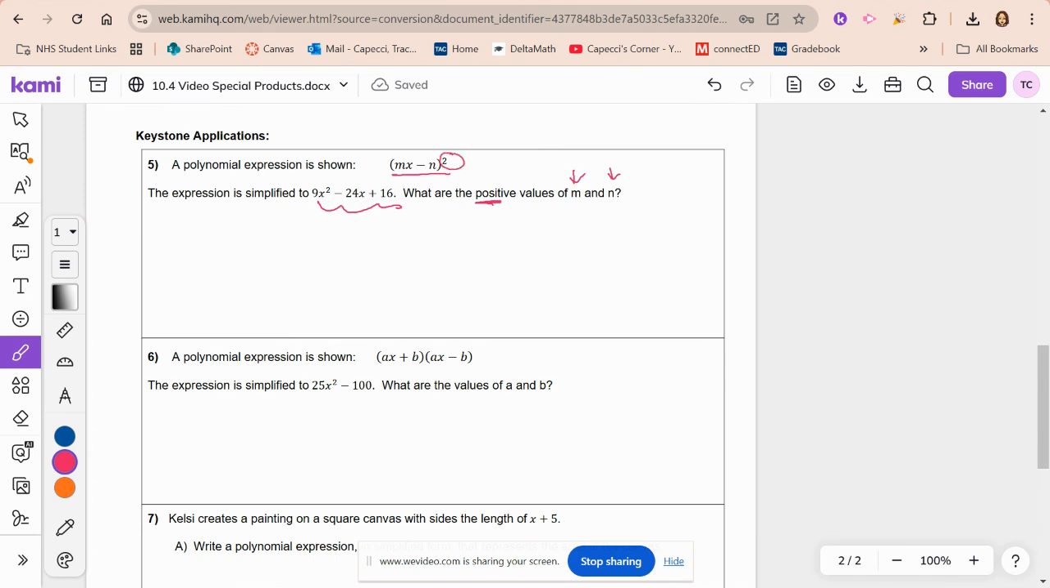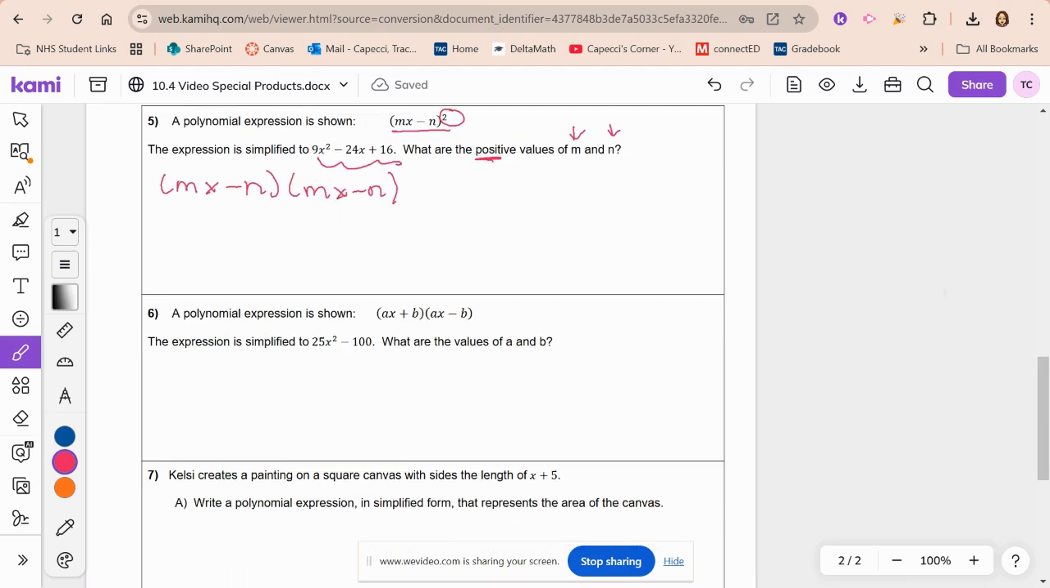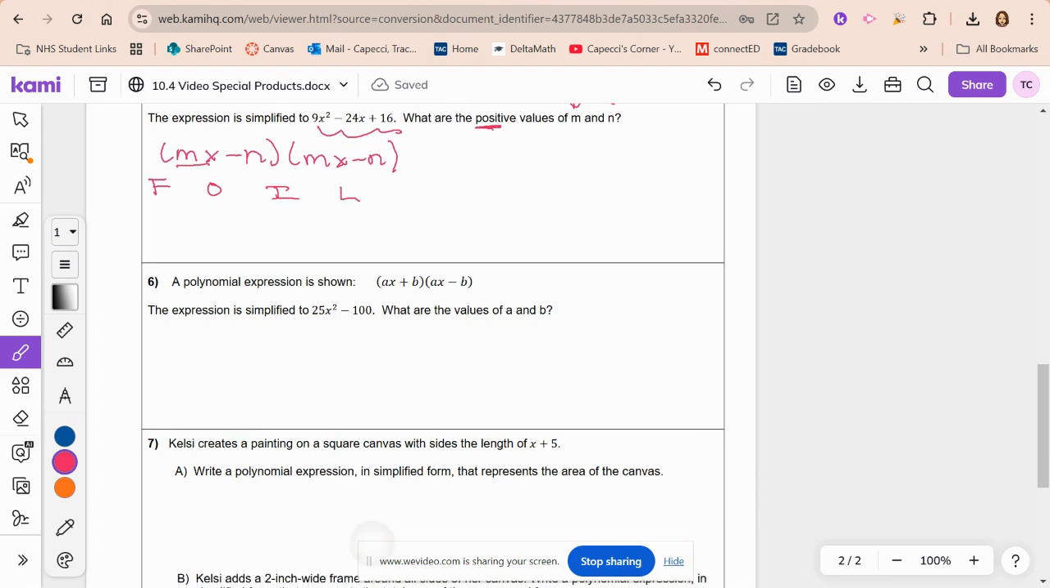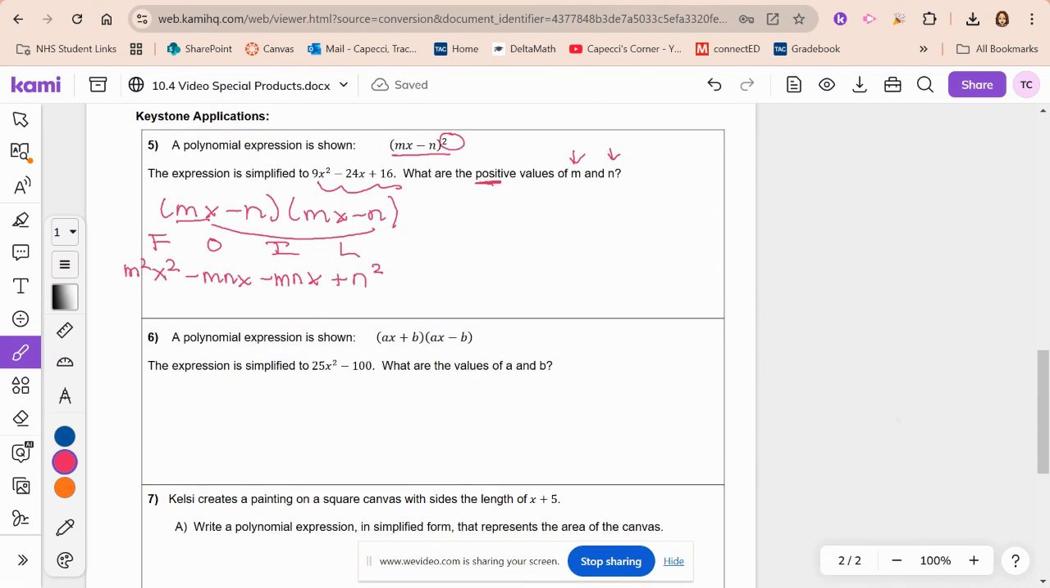So when I have that squared, it means I'm going to multiply (mx minus n) both times. Now, of course, we would rather deal with numbers, but it's okay. The same thing holds true when we're dealing with variables. So I have two binomials, so I can use FOIL. So mx times mx gives me m squared x squared. My outside terms, again, I'm going to write them alphabetically. I get negative mnx. My inside terms gives me negative mnx. And my last gives me plus n squared.